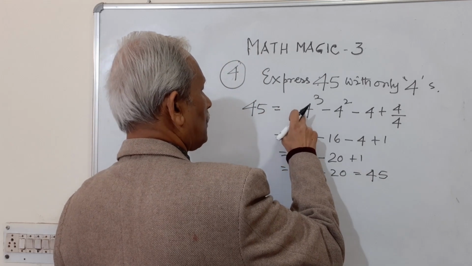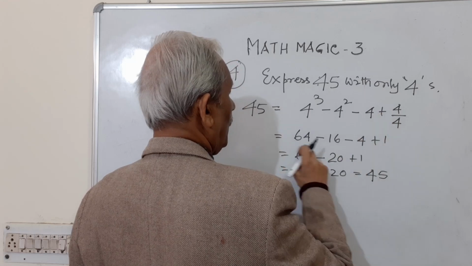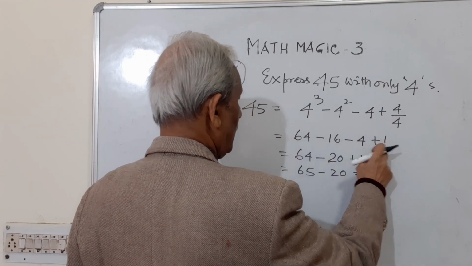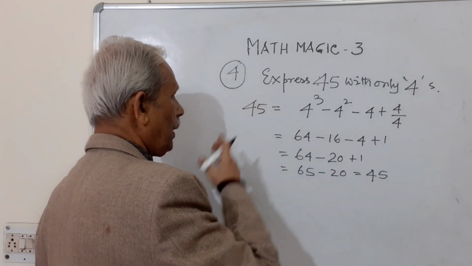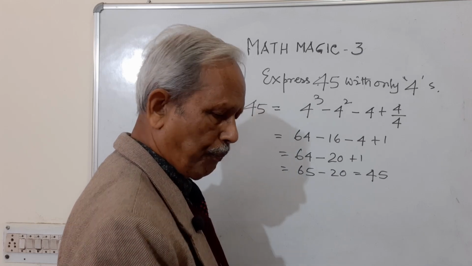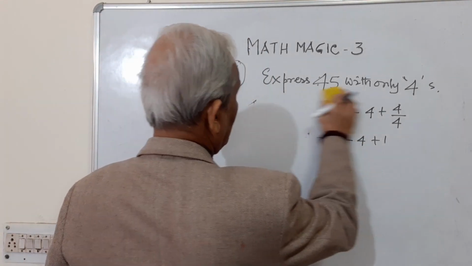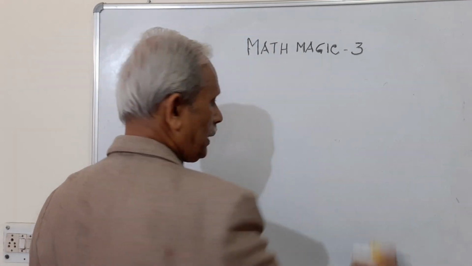45 can be expressed as 4 to the power 3, 4 square, minus 4, plus 4 by 4. This is 64, this is 16, this is minus 4 plus 1: 64 minus 20 plus 1, and it ultimately becomes 45. So you can always express 45 with only 4's. Right? Interesting question. You can prepare such questions yourself. It will change your mental attitude, your mathematical logic.